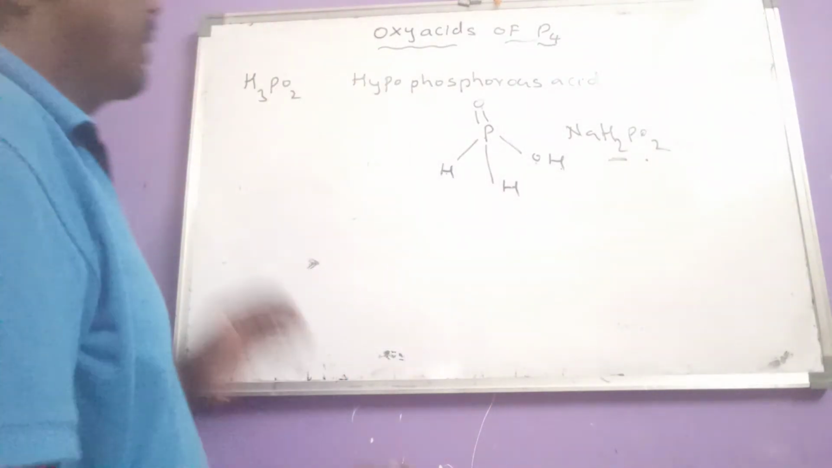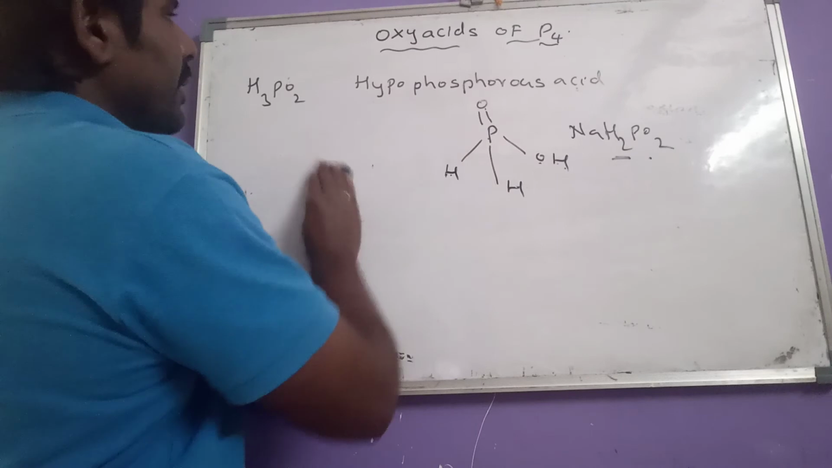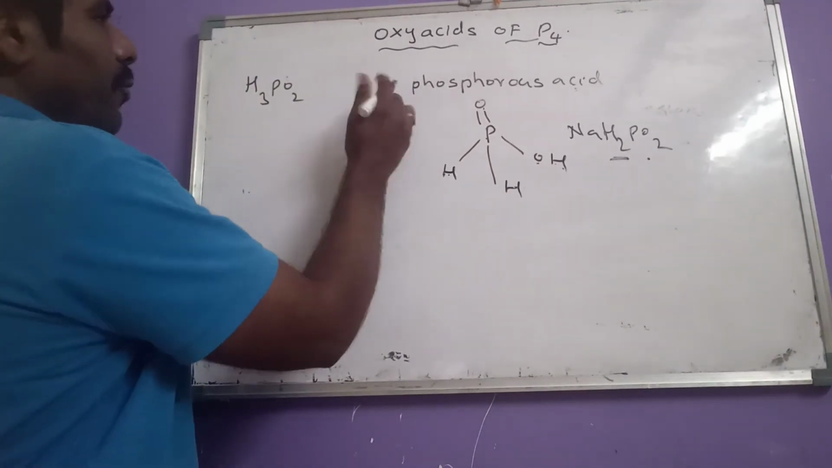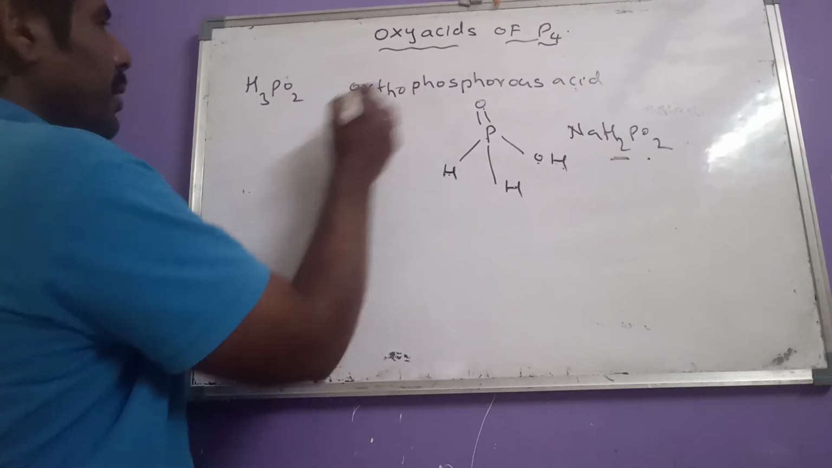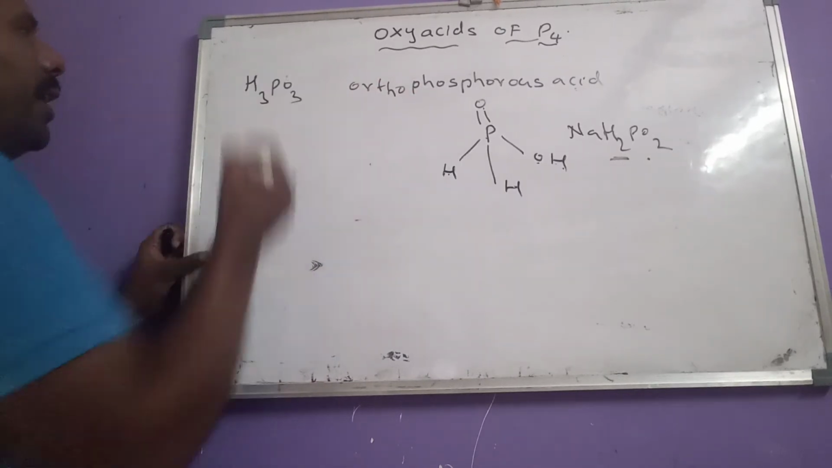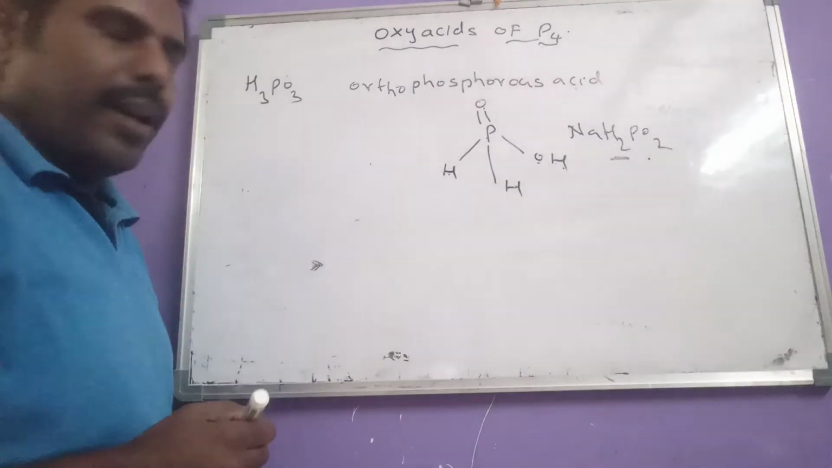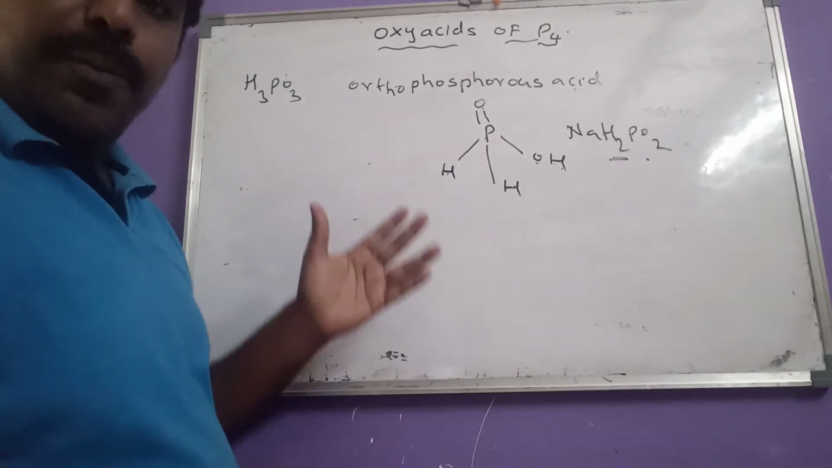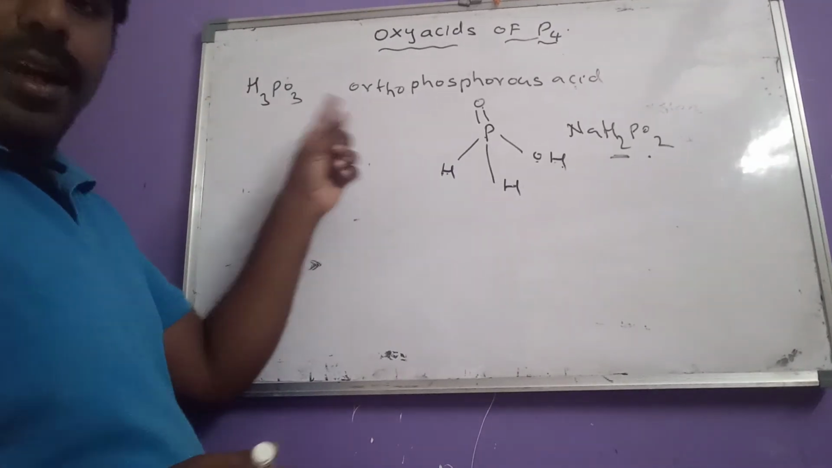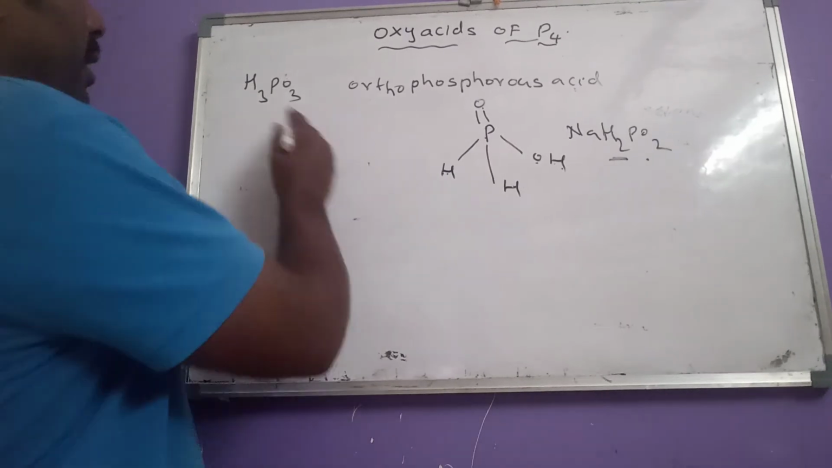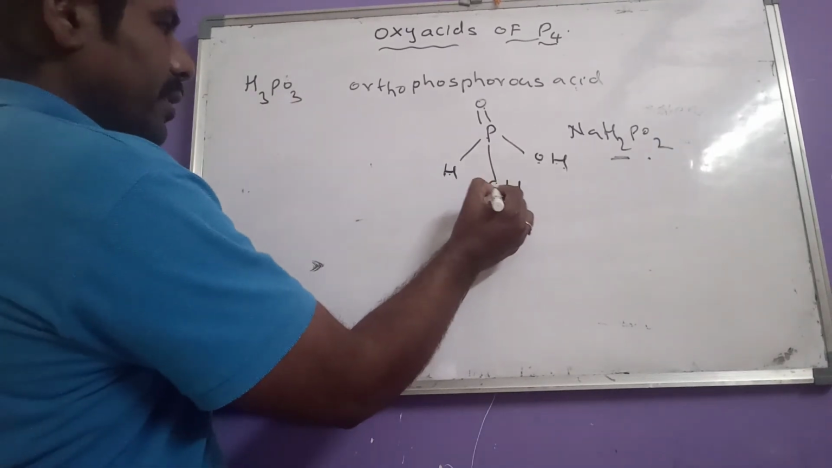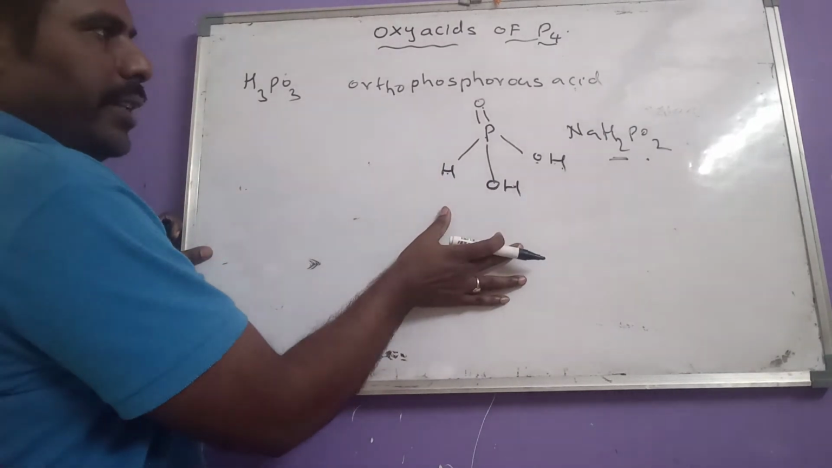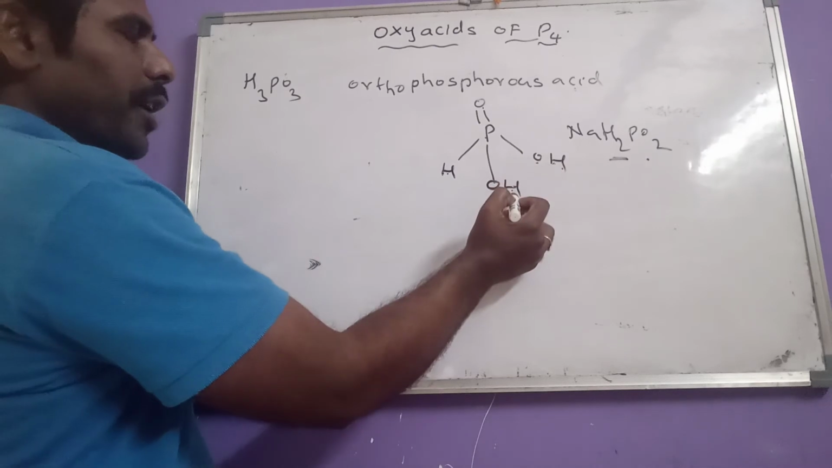Okay, then what is the second one here? The second one is orthophosphorus acid. Its formula is H3PO3, orthophosphorus acid. The first one is hypophosphorus acid. Now this is orthophosphorus acid. Now one oxygen increased, so let us write here one oxygen. Now let us go for basicity. Here two OH groups are present.